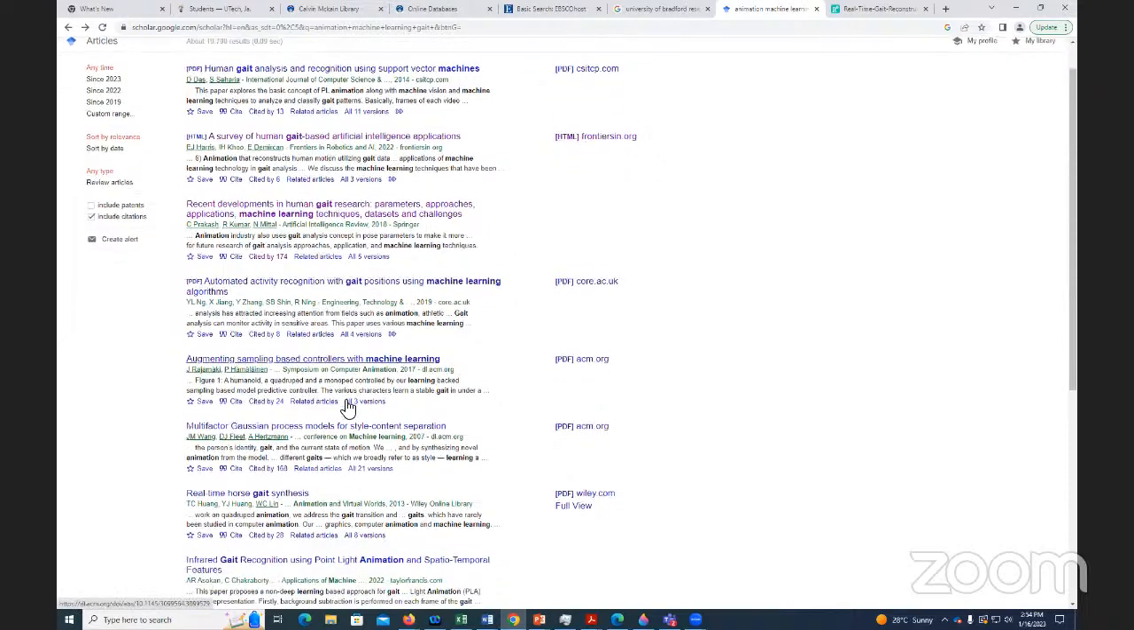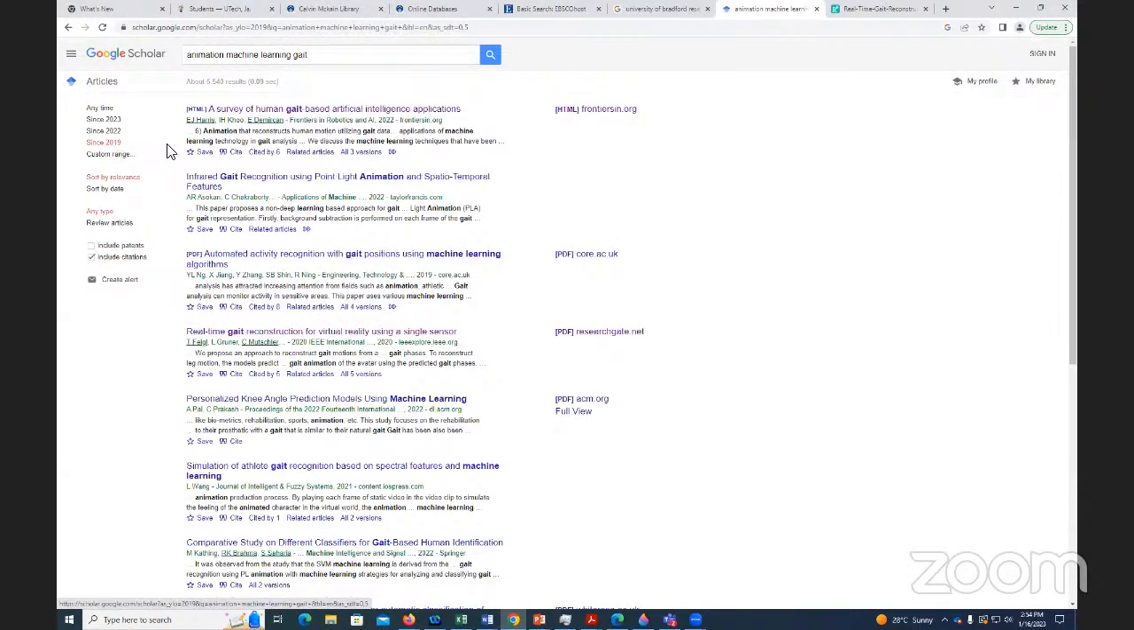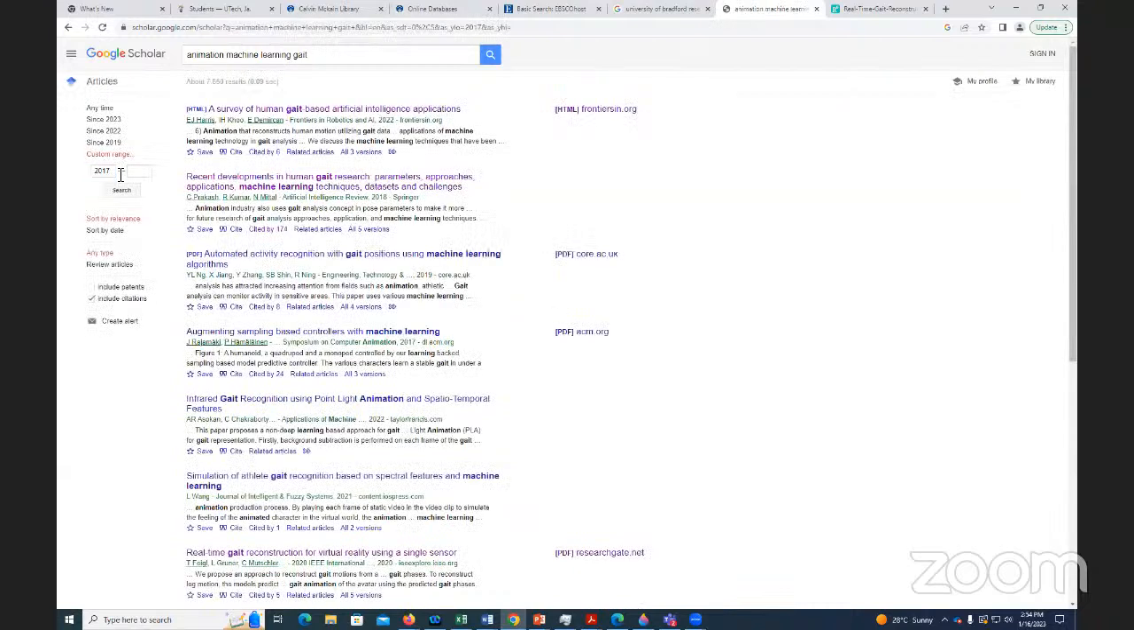Now, let's see if there's anything else on GATE. We could decide to look at recent articles on GATE. So we could even set up since 2017, so that's the last 5 years. So we find the recent articles on GATE and animation. Sorry, GATE, machine learning and animation. And we're now looking at it.